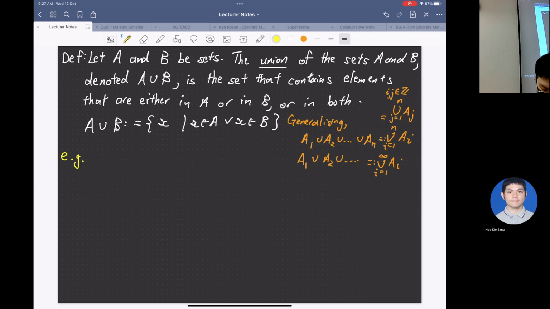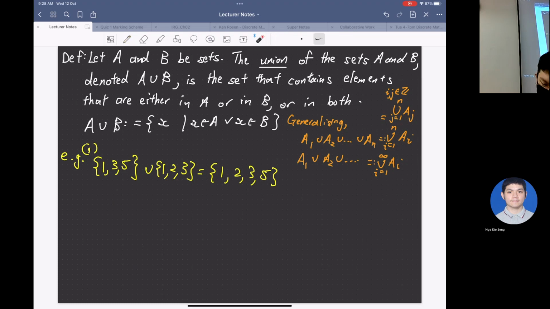So for an example, let's take the union of {1, 3, 5} and {1, 2, 3}. What do you get? {1, 2, 3, 5}. Yes. So one skill you need to master in this course is how to show these set equalities. Maybe I do it once here.